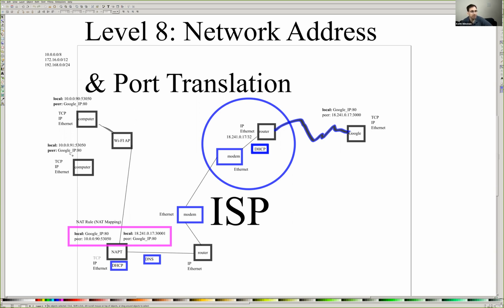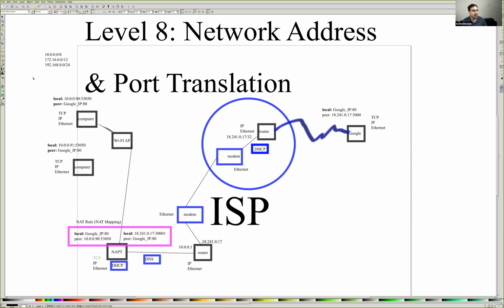So the routing table on this computer is going to send everything to the router, which is going to have some internal address, like 10.0.0.1. That's going to be the internal address of the router. And I guess it'll have some external address here, like 18.241.0.17.